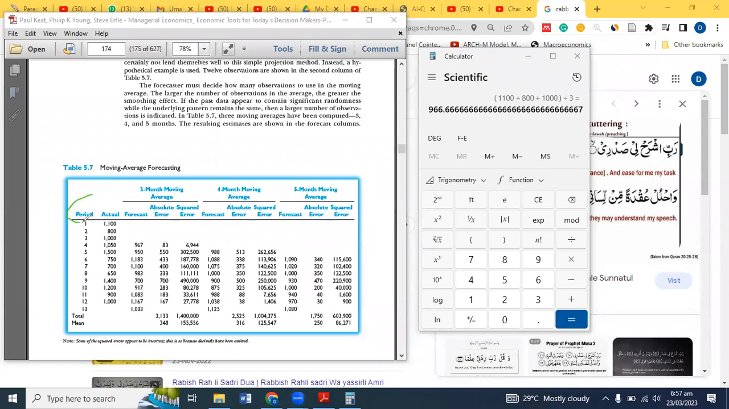Here we have a period, time. This is the actual value. And let's say that we are taking the sales actual value because we are discussing managerial economics here. Forecast, how do we forecast it? Absolute error, squared error. First, we're going to discuss the 3-month moving average.